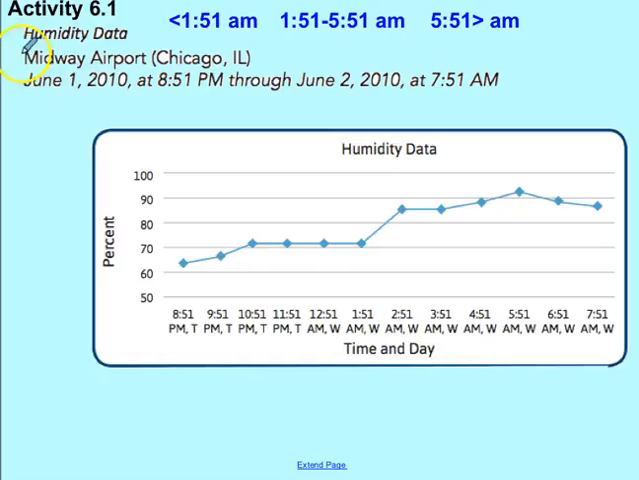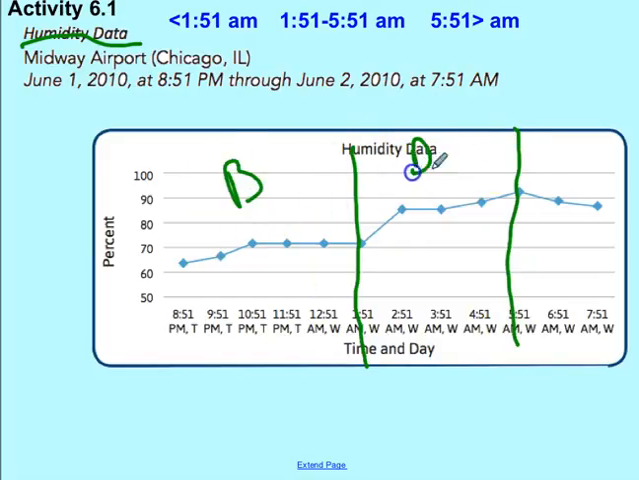All right, here's your humidity. So again, I'm just going to go to 1:51. Here it is. Here's 5:51. So you have your before, you have your during, you have your after. What do you notice? What patterns are you seeing? Are you seeing a pattern between here, here, and here? Are you seeing a pattern between the temperature? Are you seeing a pattern between the air pressure and humidity? What kind of patterns are you seeing?